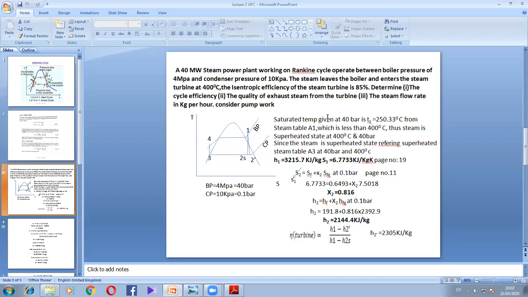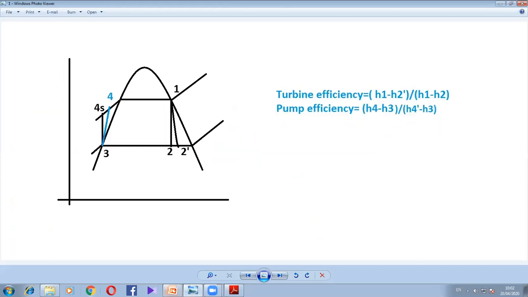At this point, I would like to show how to get the values using the Mollier chart. This is very interesting. In the Mollier chart, we will get the values directly.